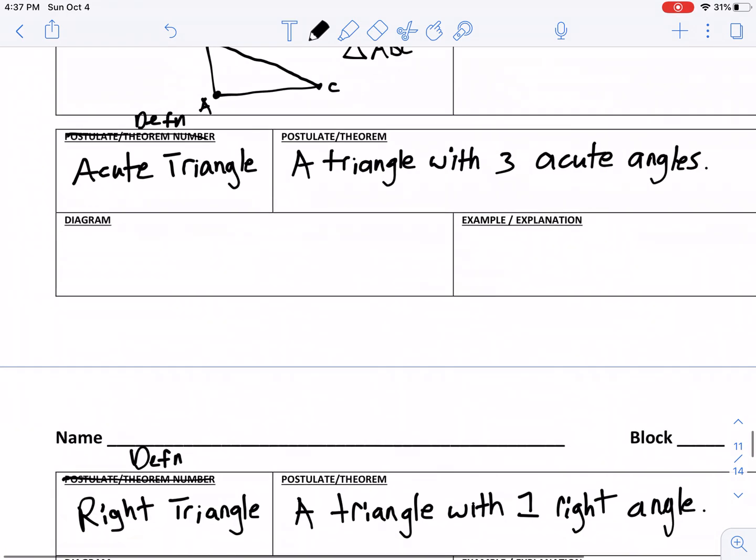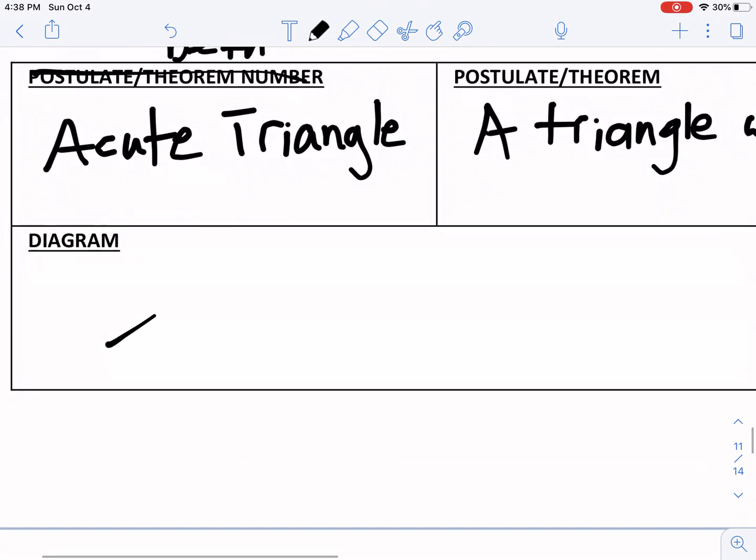Now, another definition we run into is an acute triangle. Now, an acute triangle, it's a triangle, but every single angle in that triangle is acute. In other words, it's smaller than 90 degrees, but still greater than 0, okay? So if we have an acute triangle, we'd have something maybe like we have this guy here.